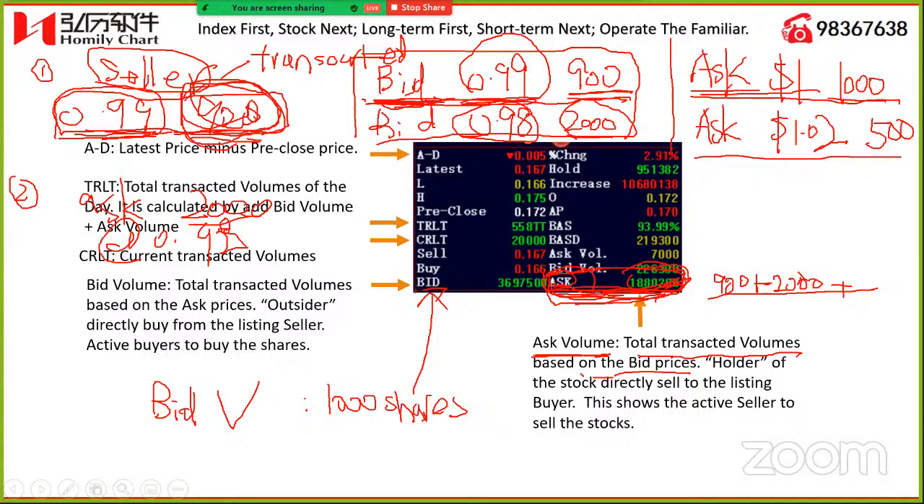All right, so you can compare the bid volume here with the ask volume here. If the bid volume is more than the ask volume, that means more buying volumes for the stock. But if the ask volume is more than the bid volume, that means more selling volumes. So you might gauge that the more selling volume, the more selling pressure for the stock.